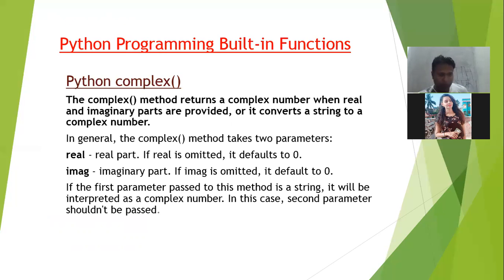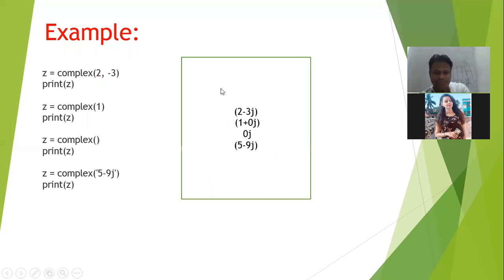Then Python complex number. Complex method returns a complex number when real and imaginary parts are given. It converts a string into a complex number. Real part, if real is omitted, default is 0. Imaginary part, if imaginary is omitted, default is 0. So how is it possible? It is a complex number 2 comma minus 3.